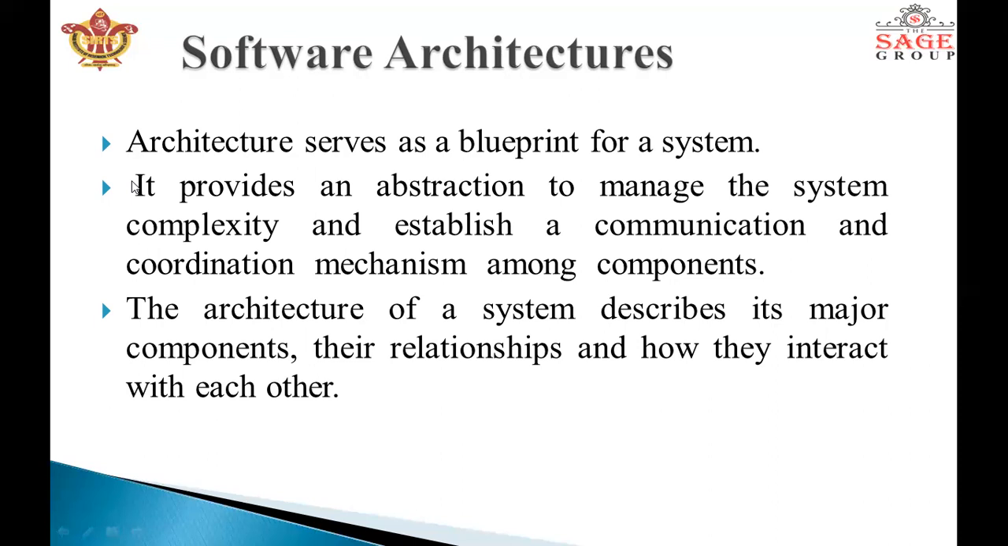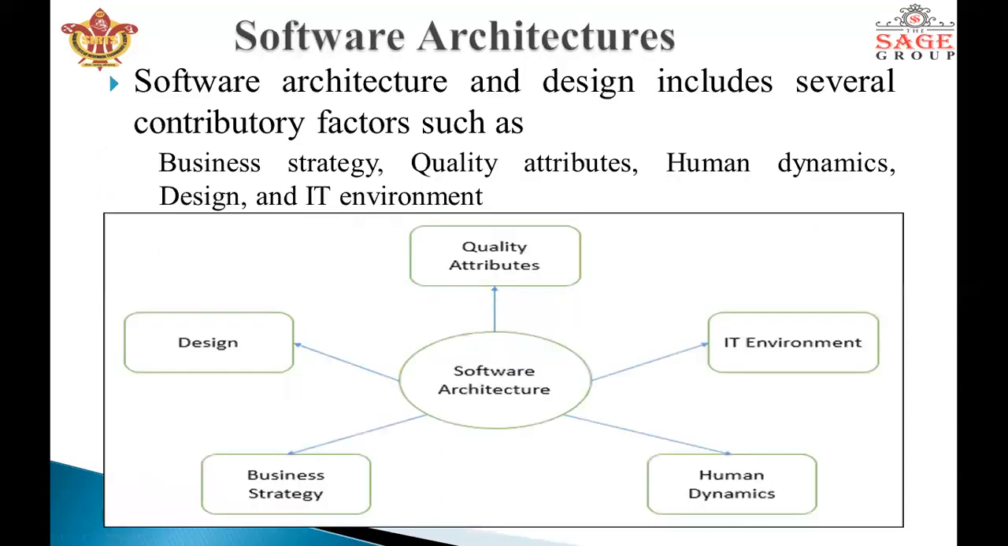Software architecture and design include several contributory factors such as business strategy. Here you can see the diagram. Software architecture and design includes several contributory factors such as business strategy, quality attributes, human dynamics, design, and IT environment, right? So all these things are included in software architecture, right?